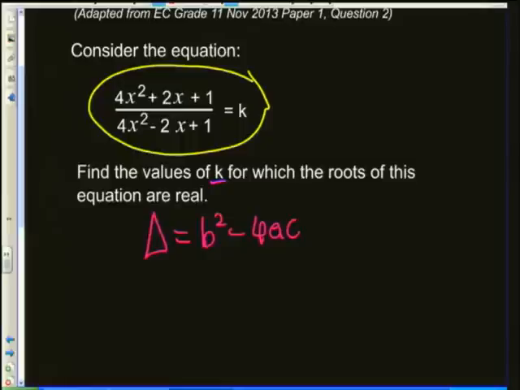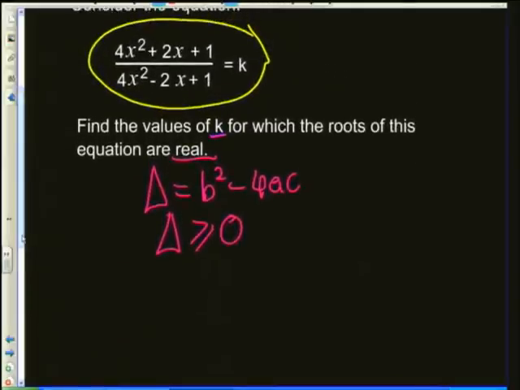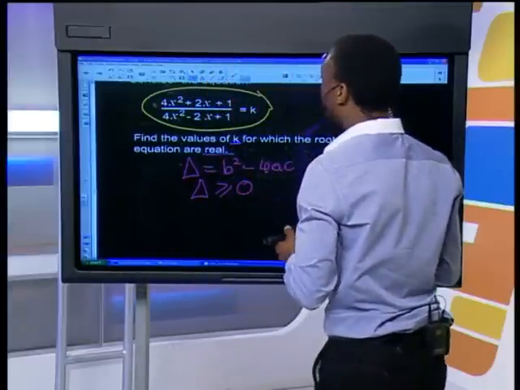right? So what do they say? They say find the values of k for which the roots of this are real. We should know that if the roots are real, it means that the discriminant is greater than or equal to 0. So that's our starting point. Okay, so here is an equation. Let's get it into quadratic format. It's got a fraction. We need to get rid of the fraction.